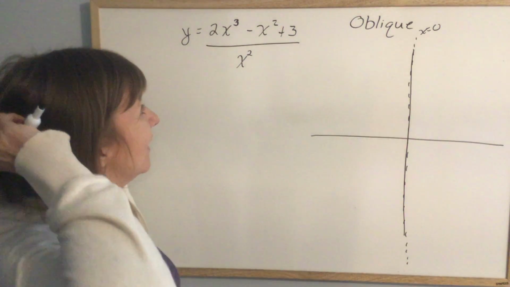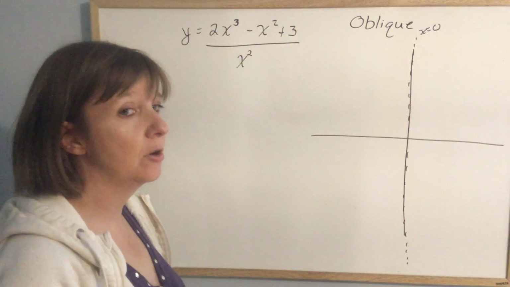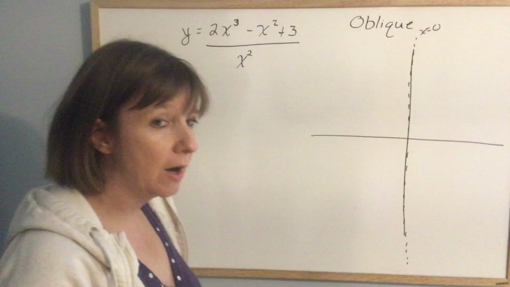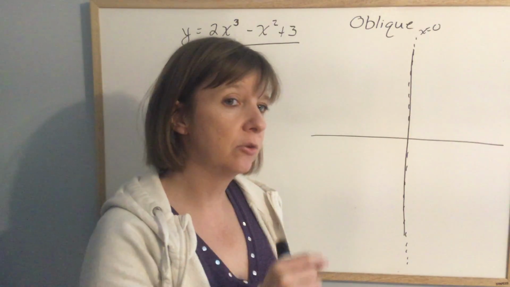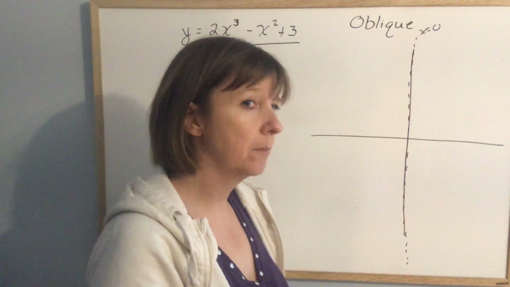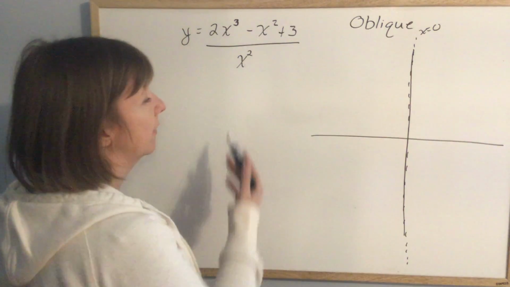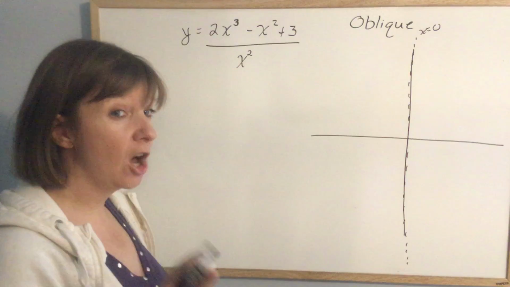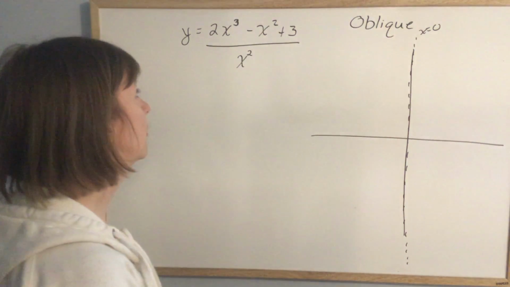But how do I know what that is? Here's how you know what that is. You divide the bottom into the top. Now, if the bottom is just something like x squared, that's not so hard to do. Let me show you.